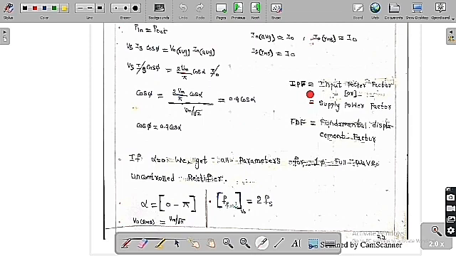IPF is also called the input power factor or the supply power factor. It is the cosine of the phase angle between the supply voltage and the supply current. Whereas FDF is also called the fundamental displacement factor. FDF means fundamental displacement factor.